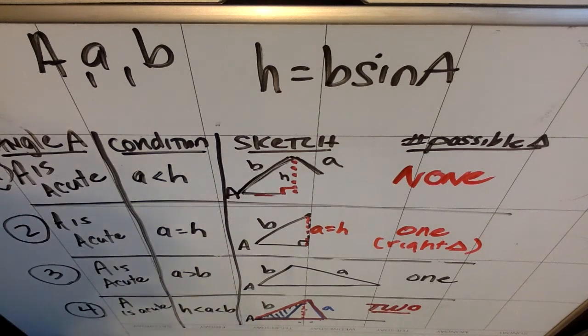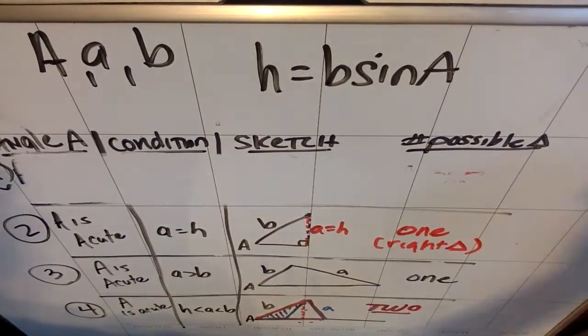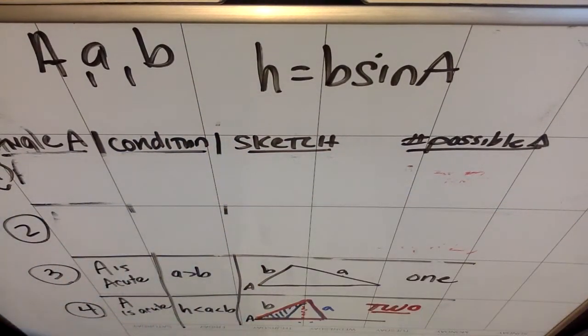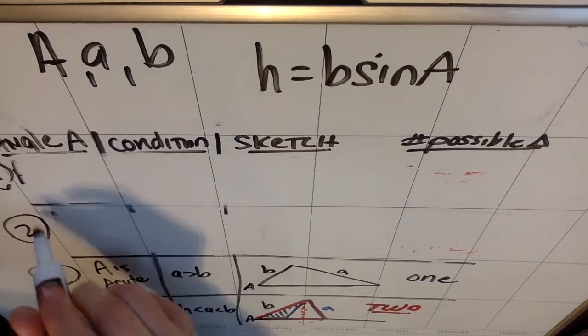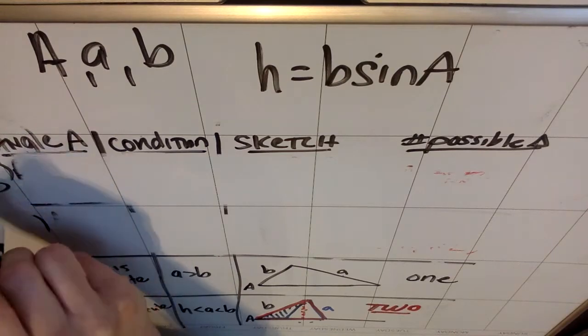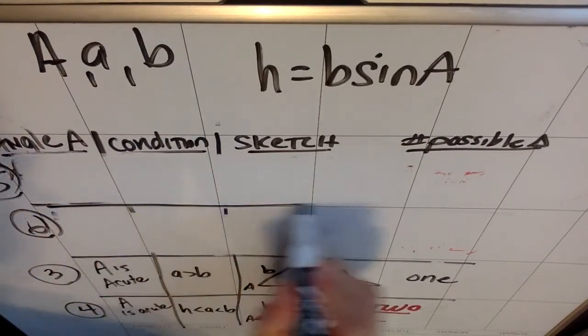Now up at the top, I'm going to erase my case 1 and case 2, and I'm going to talk about what happens if A is obtuse. So we'll see if I can successfully erase this without completely having to redo everything. Okay, so let's talk about what happens if A is obtuse. So we'll call this case 5 and case 6, if A is obtuse.